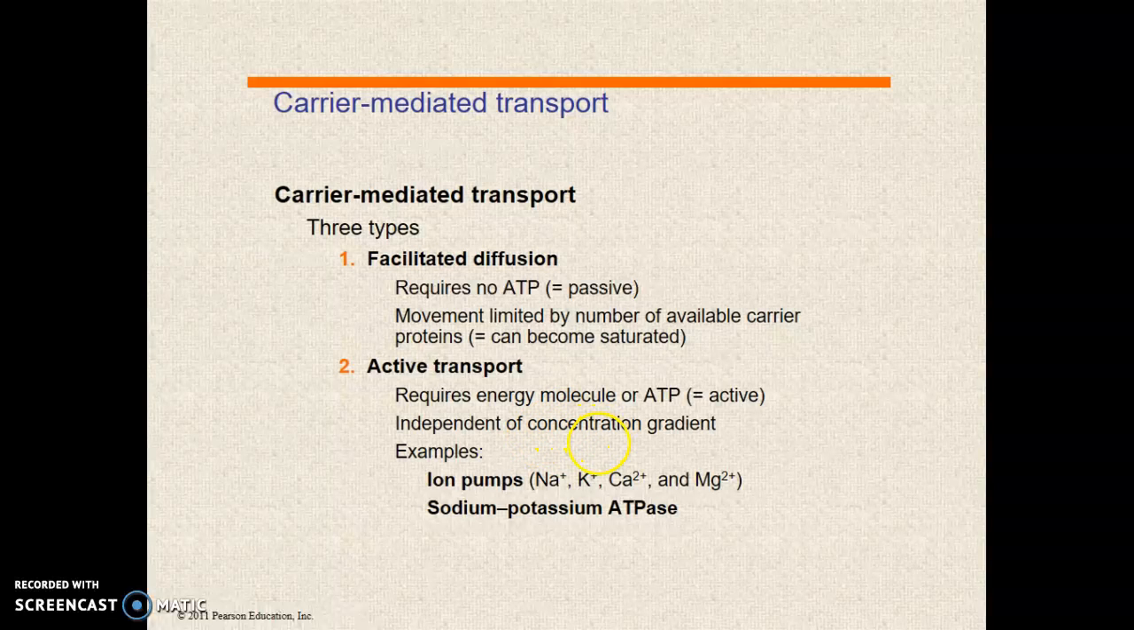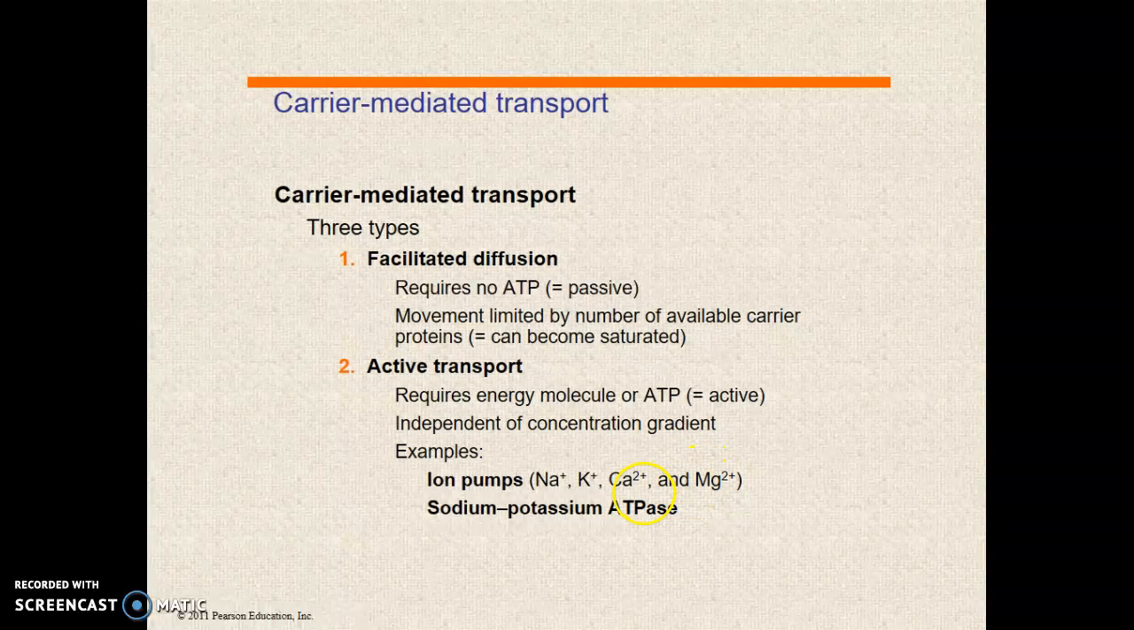So 3 types of carrier-mediated transport. Diffusion, facilitated diffusion is the first one. Remember, diffusion is passive. It does not require ATP. And here we have a carrier molecule that's open, and it's allowing molecules to move from high concentration to low concentration. Therefore, it's diffusion. Active transport requires ATP, and examples of these are ion pumps.